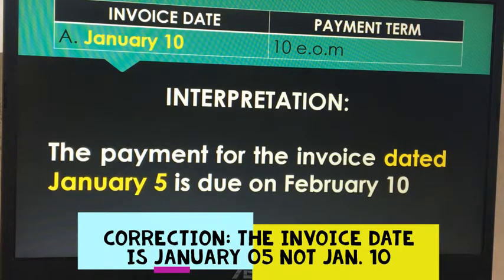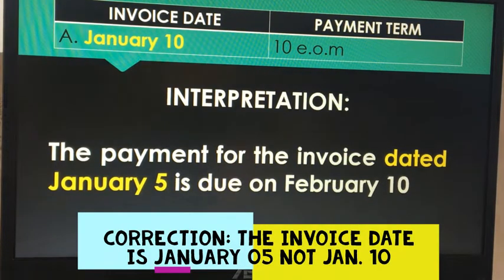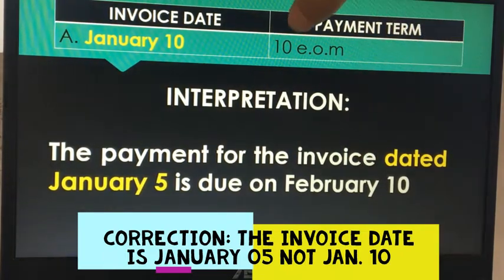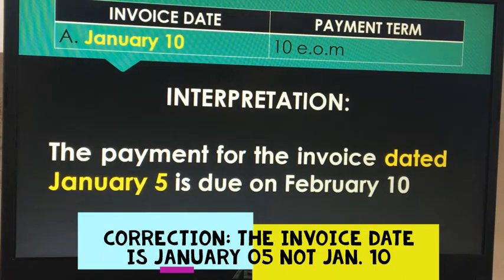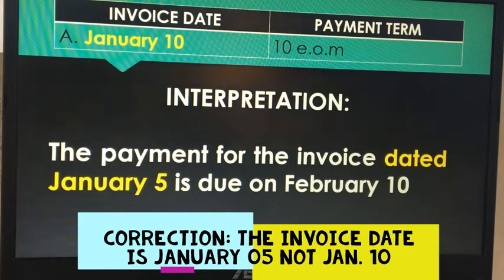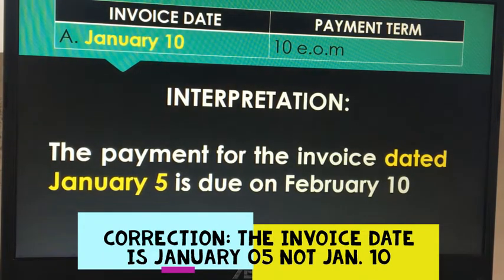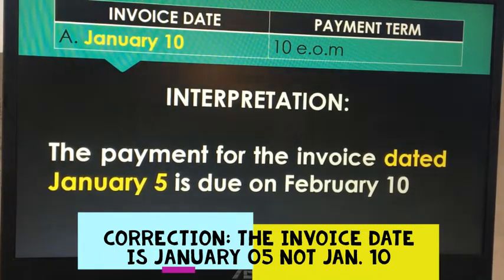The payment for the invoice dated January 10 is due on February 10. Why February 10? Because I have here EOM, that is next month from the invoice date, and my invoice date is January. What is next to January? That is February. Why February 10? Because that is 10 days of the next month, because I have here 10. So that is now the due date. The due date is on February 10.